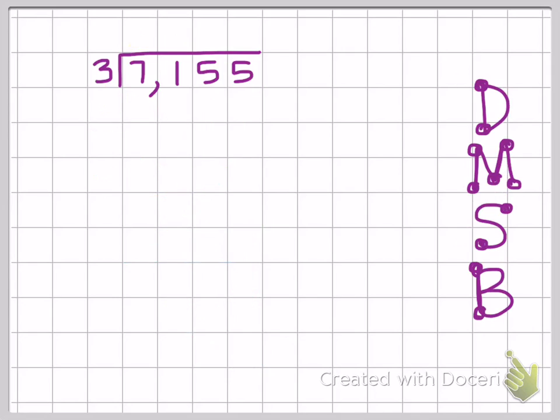Okay, let's try another one. Again, we're going to pause the video. I want you to try this one on your desk. 7,155 divided by 3. And you'll also explain it to your shoulder partner, and then we'll come back and check your work.